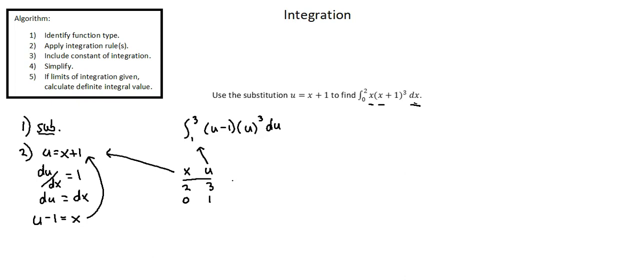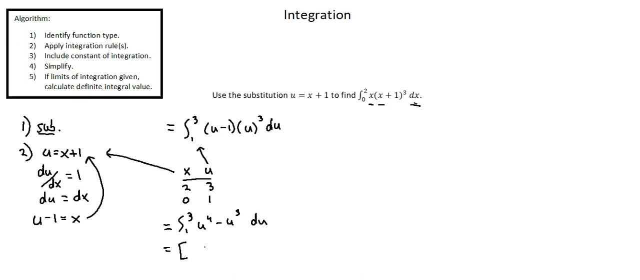Because we've changed the variable of the integral, we also need to change the limits of integration to match the substitution we're using. Now I'll rewrite the integral, distributing the u to the power of 3. We have the integral from 1 to 3 of u times u to the power of 3 is u to the power of 4, minus 1 times u to the power of 3 is u to the power of 3 with respect to u. Now we can integrate.